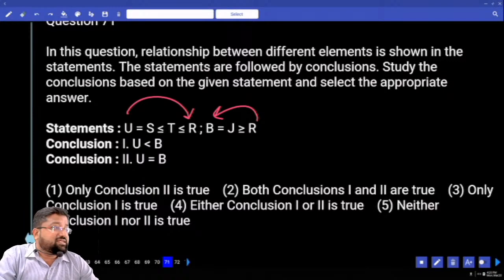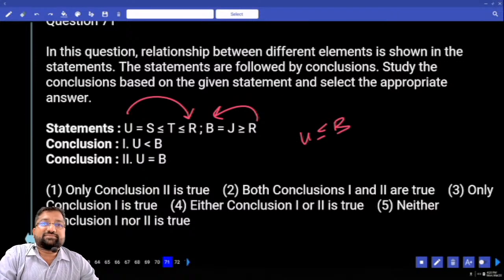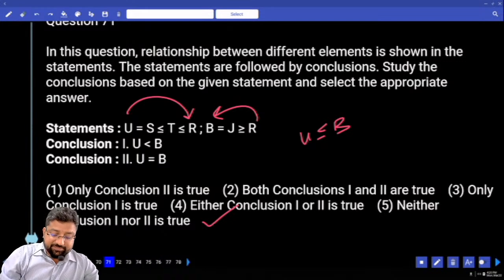Next, R is less than or equals to B. What's the answer? Relationship between U and B? U less than or equals to B. And look at these conclusions. Less than and equal. What will be my answer? Either 1 or 2. Is this clear?